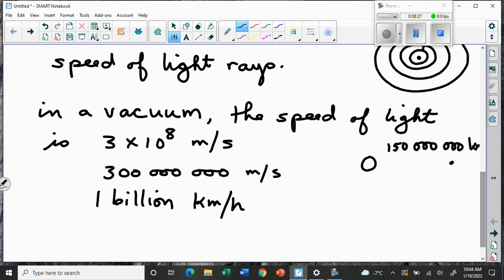So it doesn't take an hour for the light to go, but it does take a while. It takes about 8 minutes. So when light from the sun travels to the Earth, it takes about 8 minutes before it actually gets here, even going that fast. That's how far away the sun is. And light is considered to be the fastest thing in the universe. So that's pretty cool that it takes a full 8 minutes to get from the sun to the Earth.